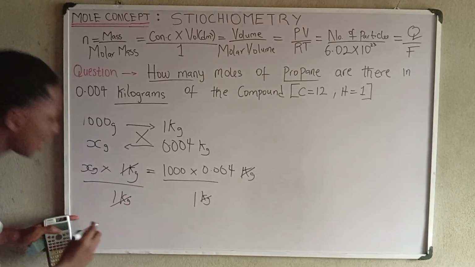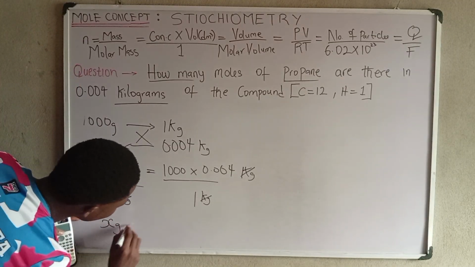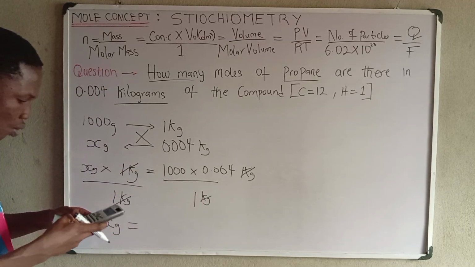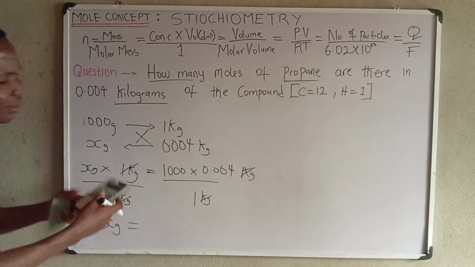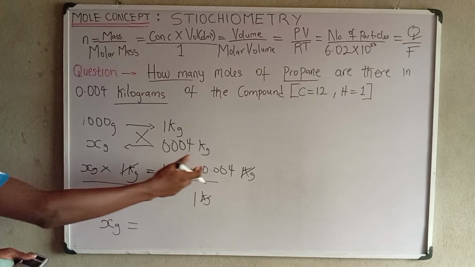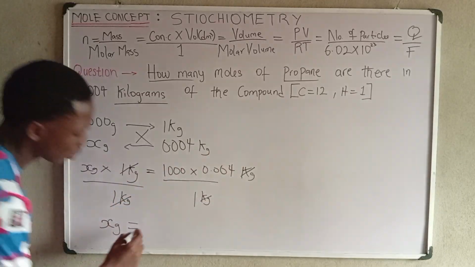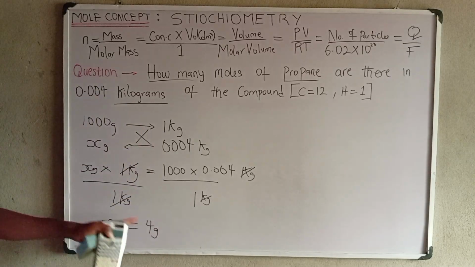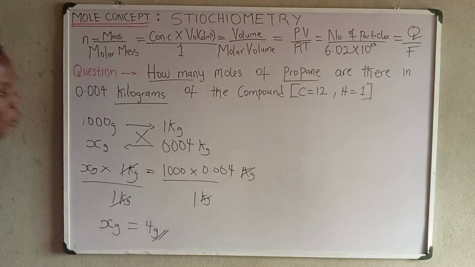So now, X grams will be equal to 1,000 times 0.004. There's no need to point your calculator. 1,000 times 0.004 will give us 4 grams. Now we've successfully gotten our value for conversion.